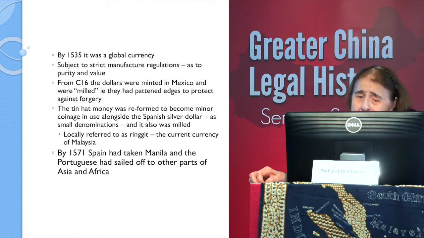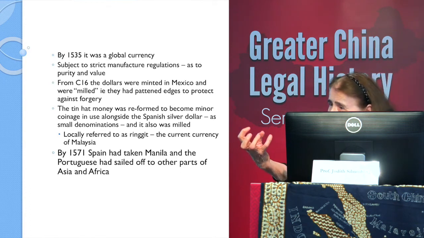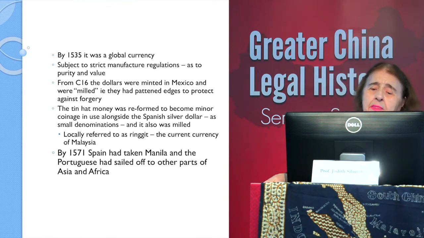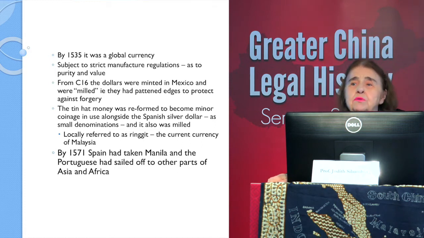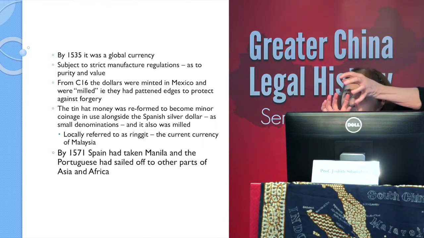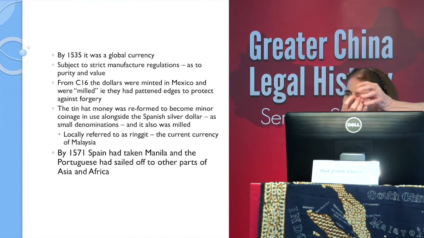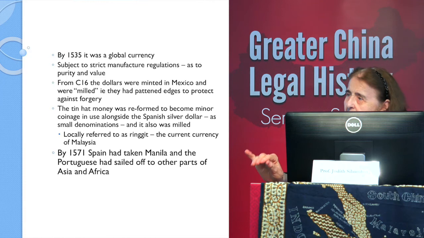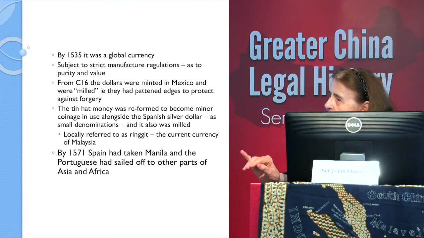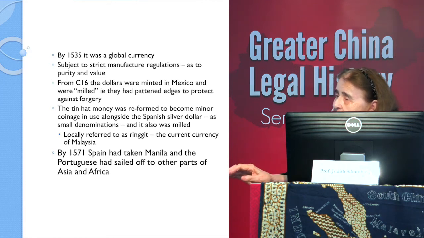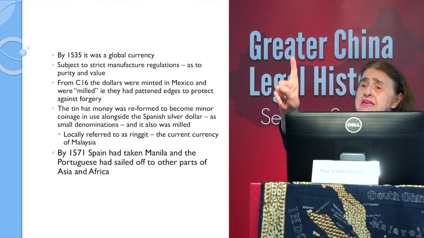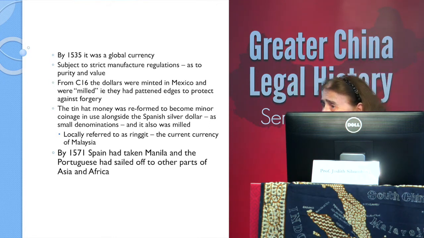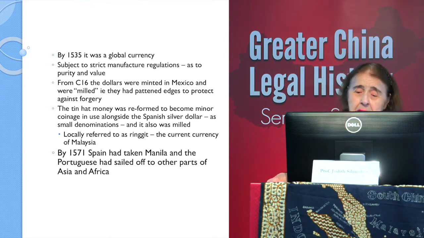Dollars were minted in Mexico and milled. The edges were all jagged. The tin hat money, however, was Malaysian money, hollowing out the silver and called tin hat. And it was minor currency alongside the Spanish silver dollar. One buffalo, Spanish silver dollar. Buffalo calf, we'll have a tin hat coin. Will do for that. Different values.